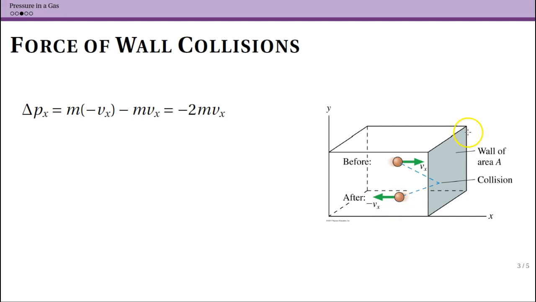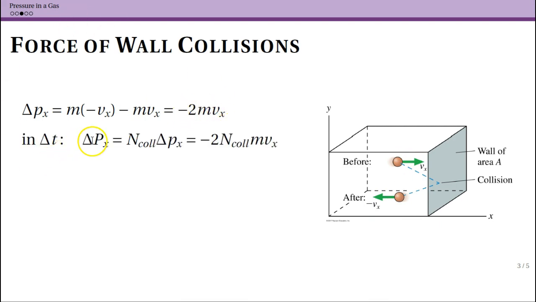No energy is lost. And since the wall itself doesn't move, that means that it must come back with the same speed in the opposite direction. So our change in momentum is final minus initial, and final was negative, initial was positive, so our change in momentum is -2mvx.